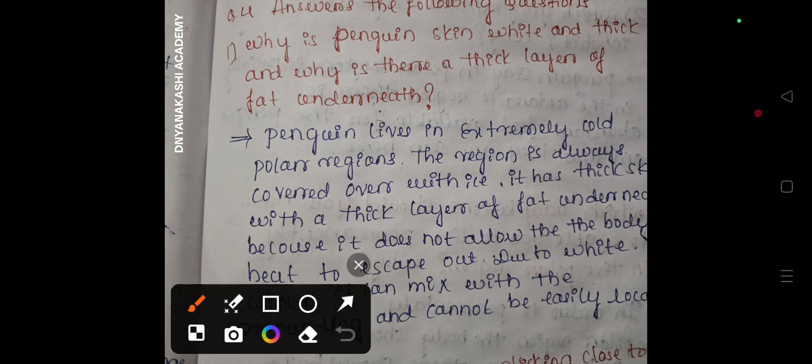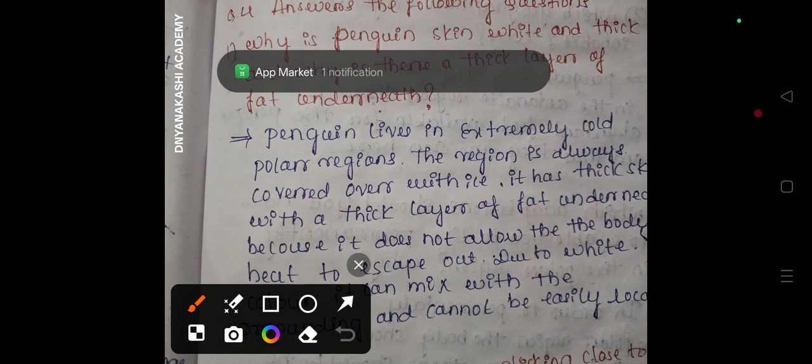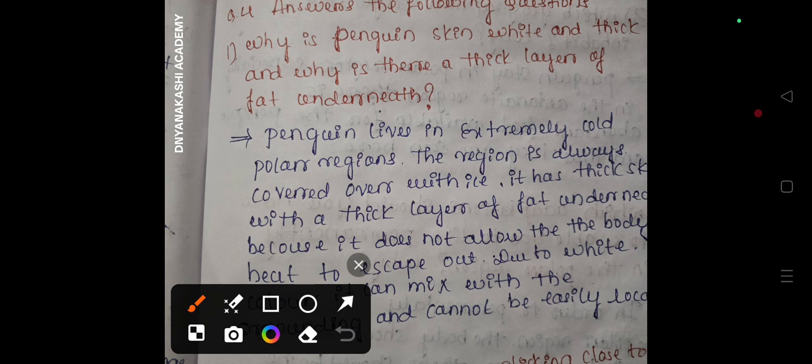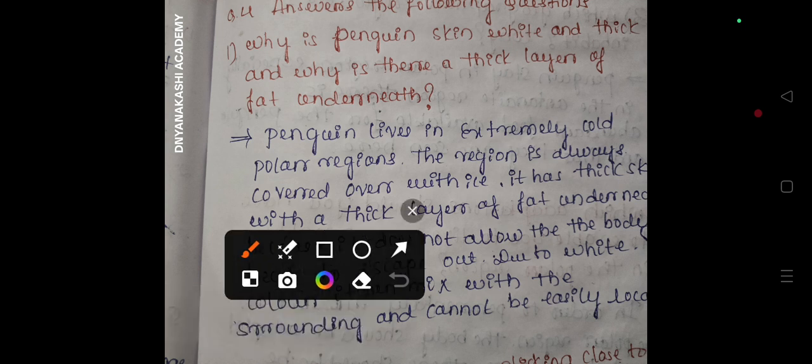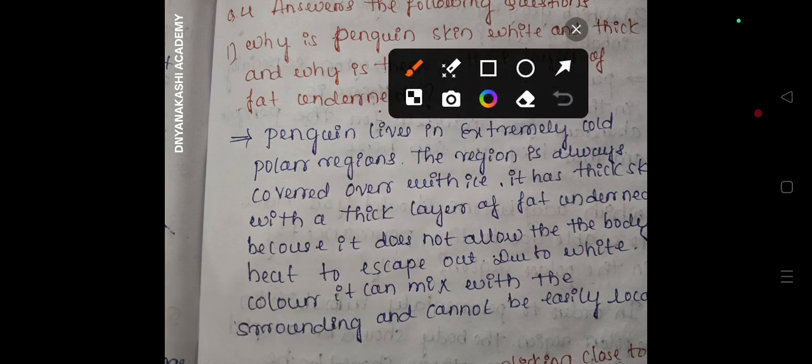Why is the penguin's skin white? Listen carefully to the question and read it. Why is the penguin's skin white and thick, and why is there a thick layer of fat underneath? So we are searching for the answer to this question here. Penguins live in the extremely cold polar region. Do you all agree with this?